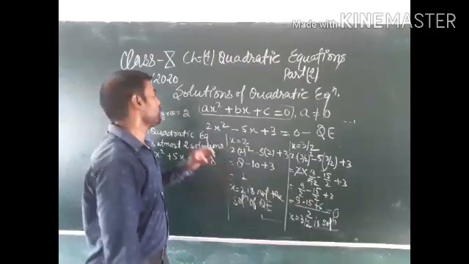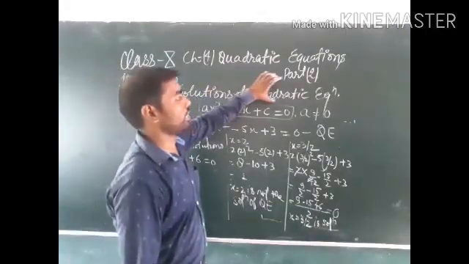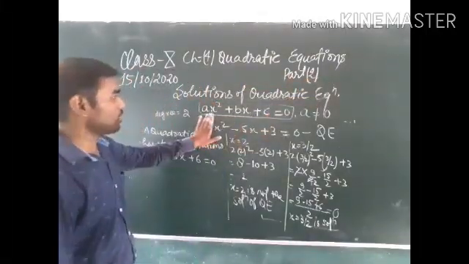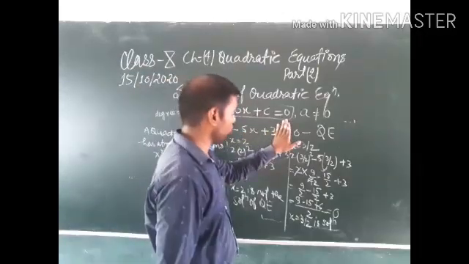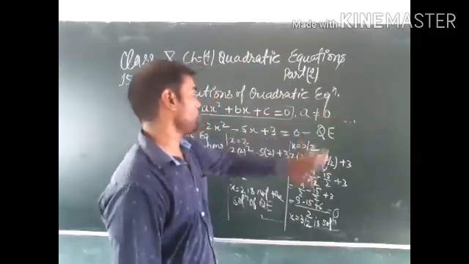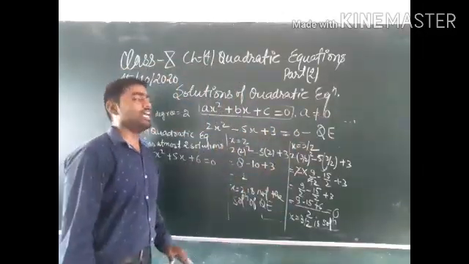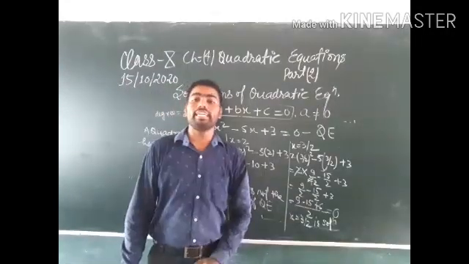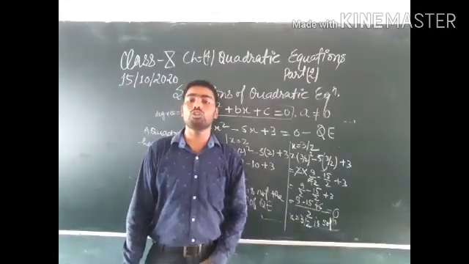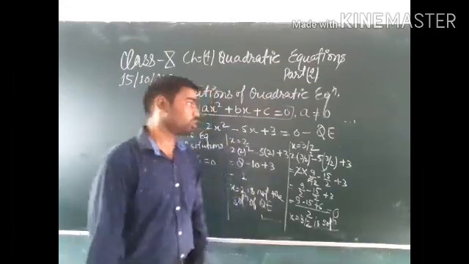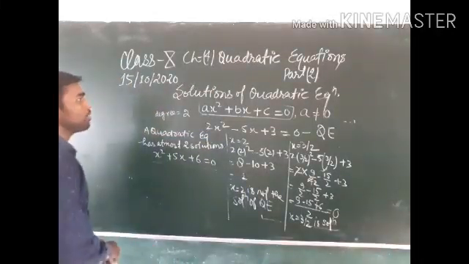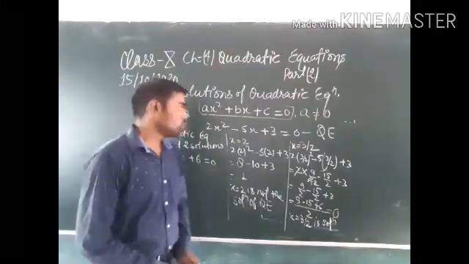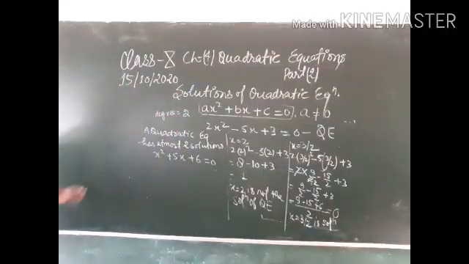So today we discussed solutions of quadratic equations. ax square plus bx plus c is equal to 0, where a is not equal to 0 and a, b, c are real numbers. A quadratic equation has at most two solutions. It cannot have more than two solutions. So first of all, please pause the video and note it down. Now we proceed.